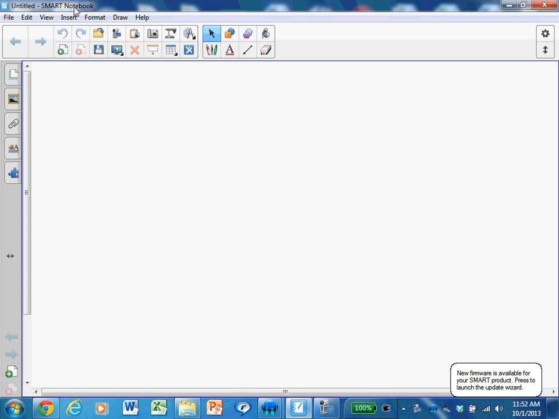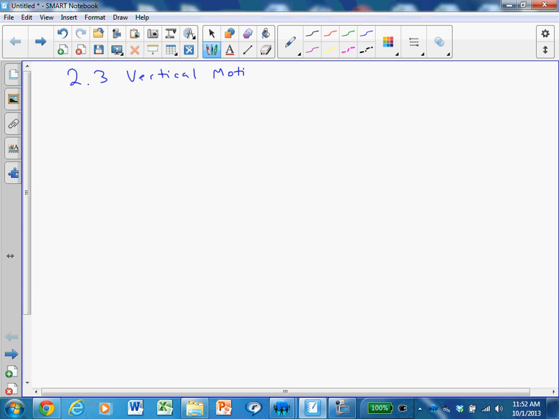And so 2.3 is vertical motion. So everything that goes straight up and straight down is under the influence of gravity. So that means our acceleration is going to matter. And for gravity on Earth, in standard units, the acceleration is also labeled g.